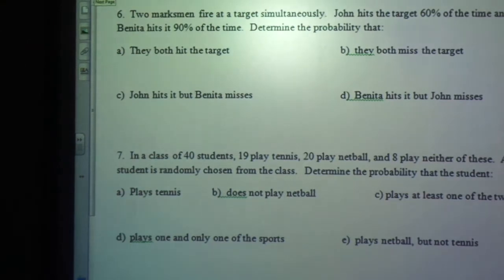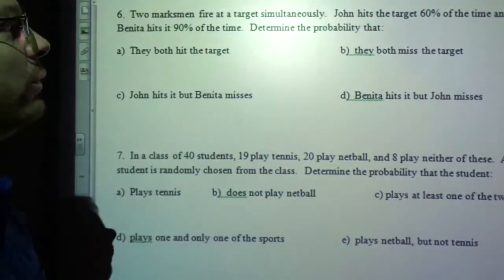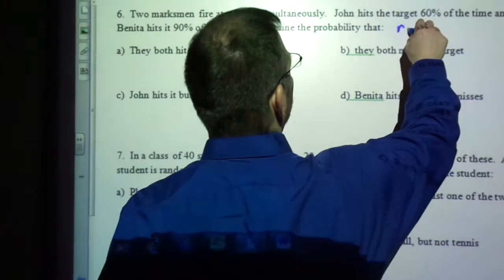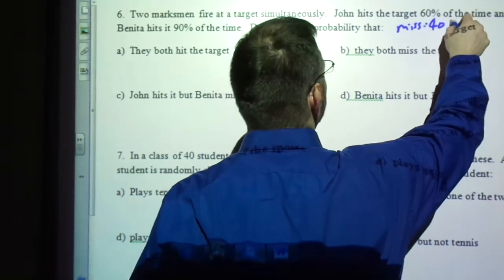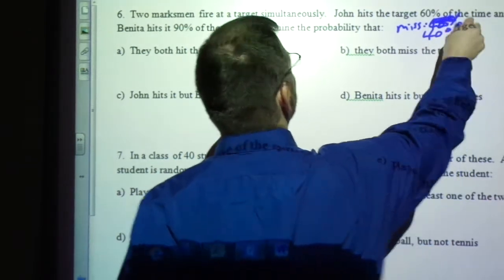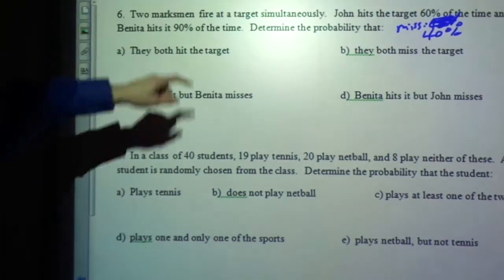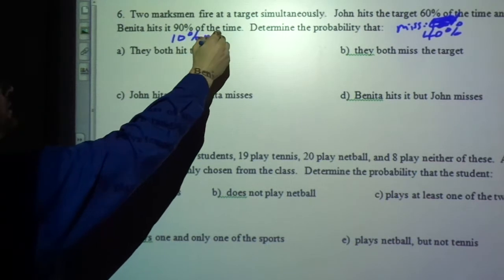We have a couple marksmen. So John's probability of hitting is 60%, which means his probability of missing is 40%. Oh, that's a terrible 40%. Benita's really good. She makes it 90% of the time, so she's going to miss 10% of the time.